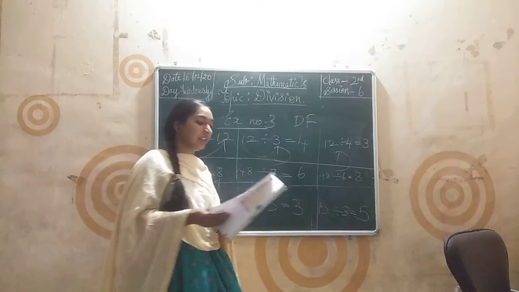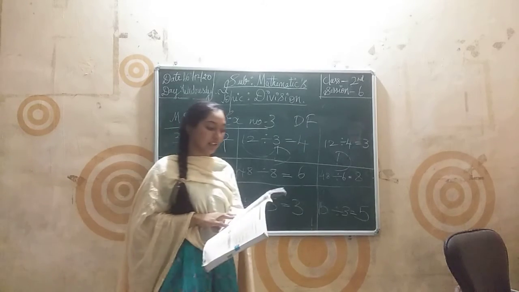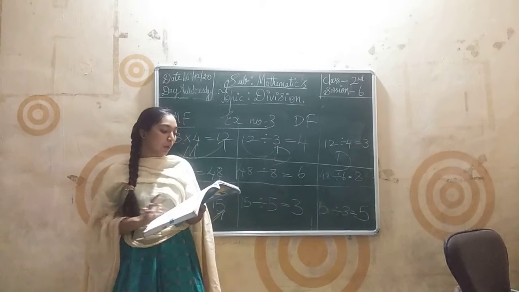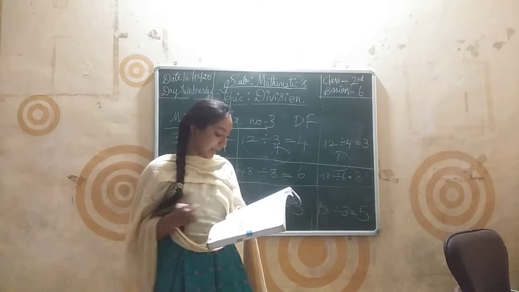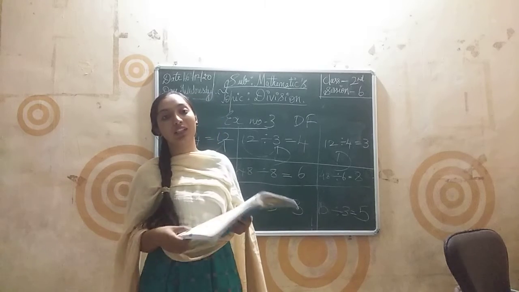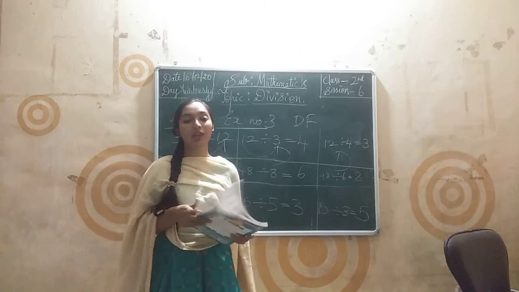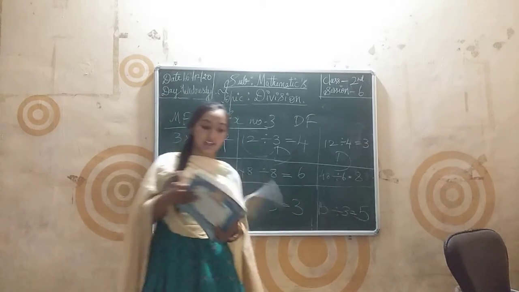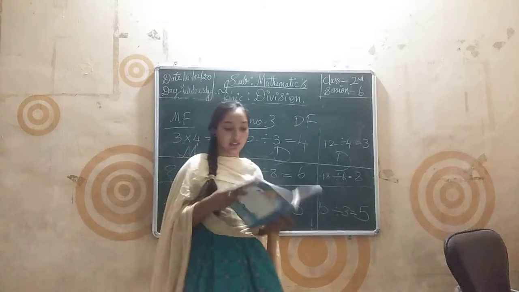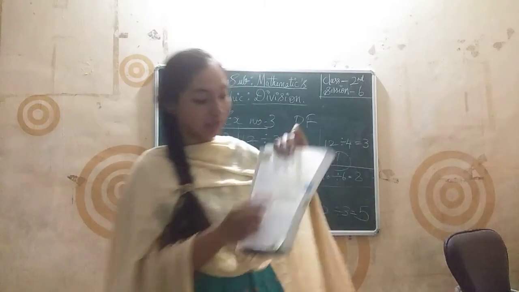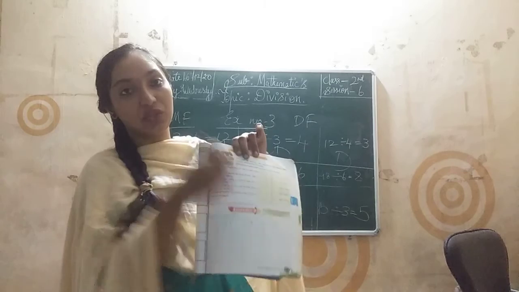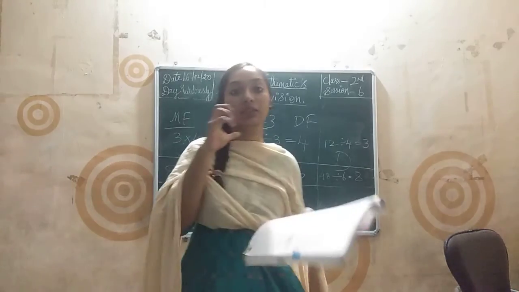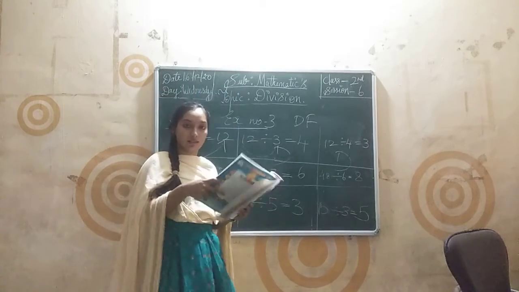In today's class, we have learned division as equal distribution. That means, in exercise number 1, we have learned how to divide our balls, chocolates, pencils, hats equally among the children. Next, we have learned division as equal subtraction, that means how to do subtraction for the given number of sweets or something.